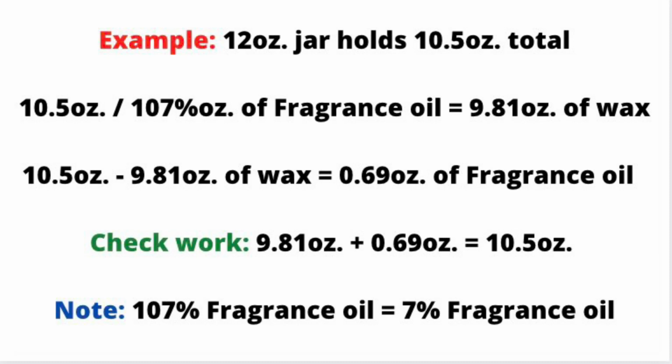In this video, I'm going to explain how I calculate the amount of wax and fragrance oil that I use for my 12-ounce candle jars. In the example, my 12-ounce candle jars hold 10.5 ounces total. Knowing that my jar can hold only 10.5 ounces, that gets my jar completely full above the fill line.